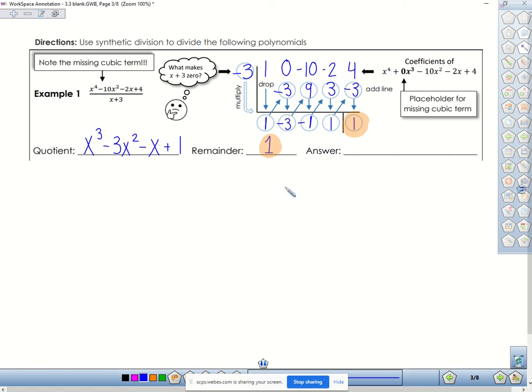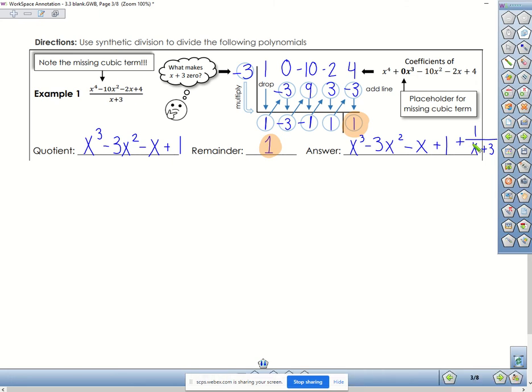So that's how you write out your quotient. Your quotient is the result of the synthetic division. And your final answer, you write just like you write with regular long division. You write out your quotient. And it's always the quotient plus the remainder over the divisor, your whole divisor, which is x plus 3. And that is your final answer.